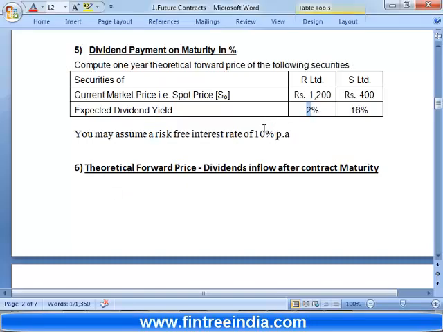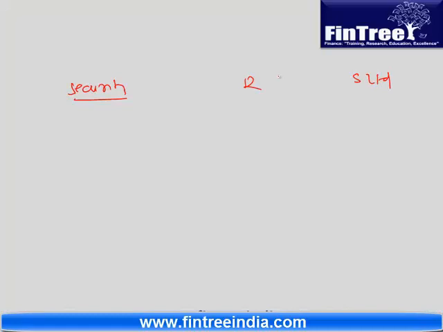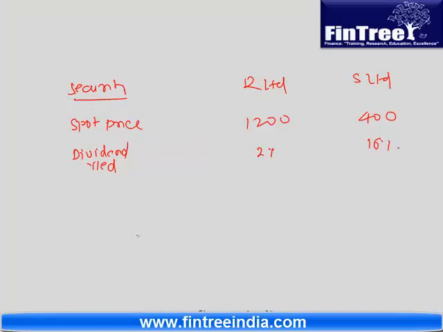So this is your security. R limited, S limited. Then say spot price 1200, 400. Dividend yield. So this would be 2% and 16%. Small t is the date of dividend payment. Then point number 3, amount of dividend. And here 1200 into 2%, 24, 400 into 16%, 64.